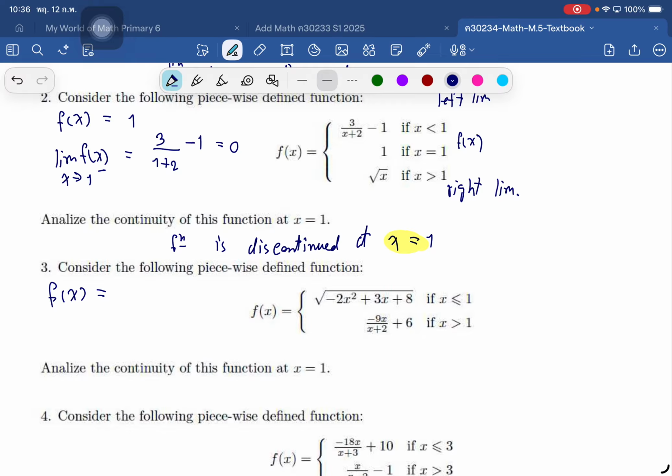You will see that the value of the left limit and the right limit are not the same, and also different from the value of the function. This is discontinuous.